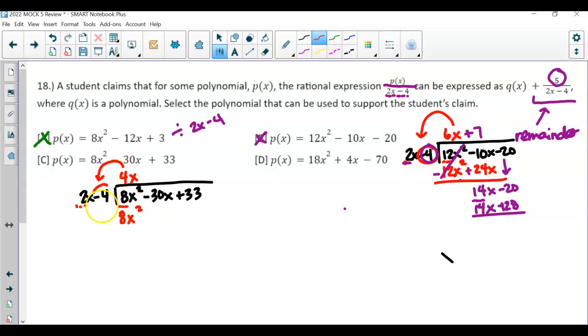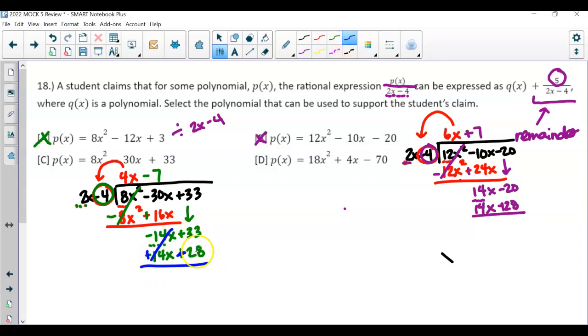Don't forget to multiply 4 to -4, which is -16x. Then change the signs. So that's 0, -30 plus 16 is now -14x. Bring down 33. Now divide 2 into the new first term, which is -14, giving you -7. When you multiply, they will match up. Don't forget again to multiply -7 to -4, which is +28. Then change the sign. Now notice you do have 33 minus 28, which is 5.